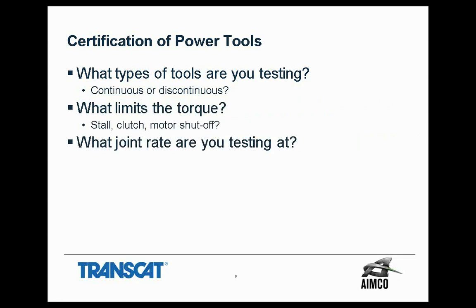If you have rotary tools with pretty good RPM, 50 RPM or faster, the joint rate that you're running those tools on will dramatically affect the results. The faster the tool, the greater the effect of joint rate. So it's very important to identify the joint rate that you're testing the tool at.